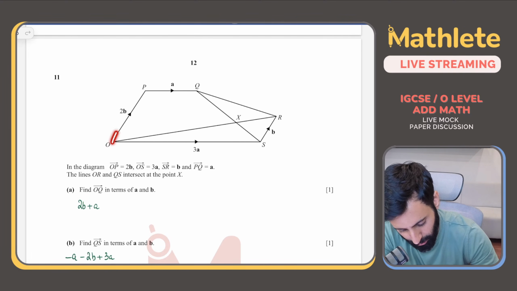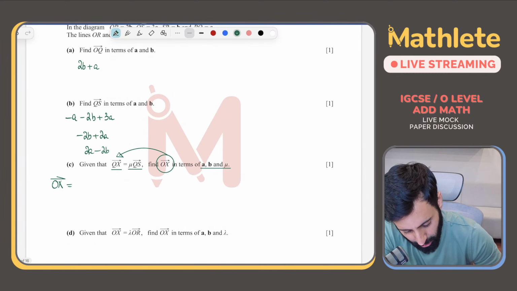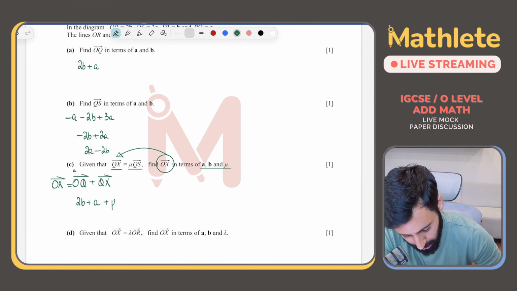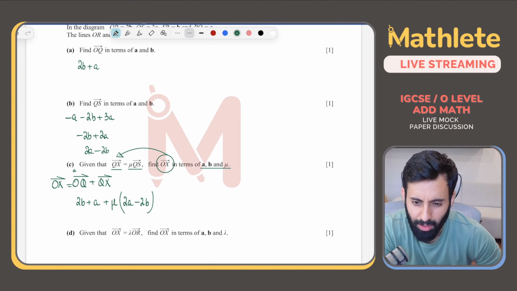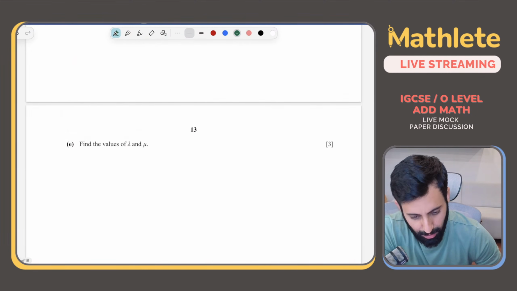So we can go from O to Q, then from Q to X. We can go from O to Q, which we've already worked out in the previous step, and then from Q to X, which we know is equal to mu times QS. OQ is equal to 2b plus a. We've worked it out in the first part. And then QX is equal to mu times QS. And what is QS? QS we've also worked out in the first part. That's 2a minus 2b. Now, we don't have a lot of space to simplify it, so we're just going to leave it over here. That we're going to do in part E.